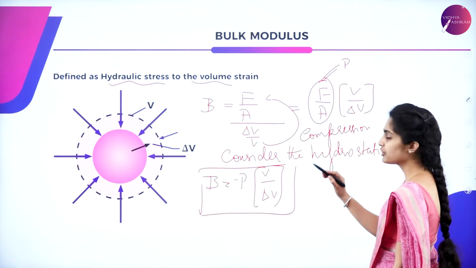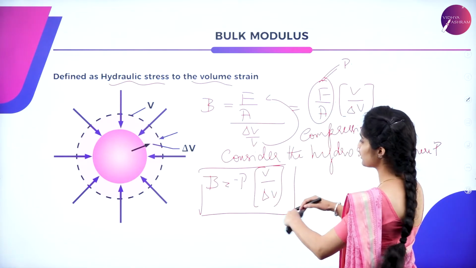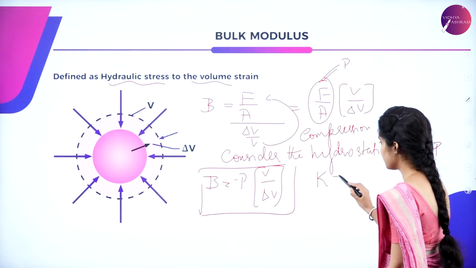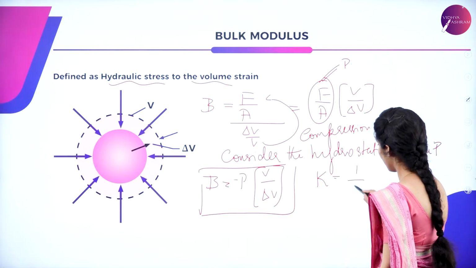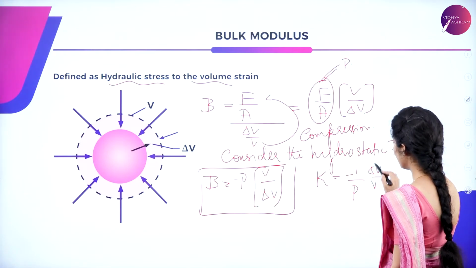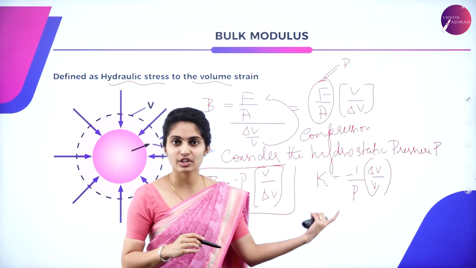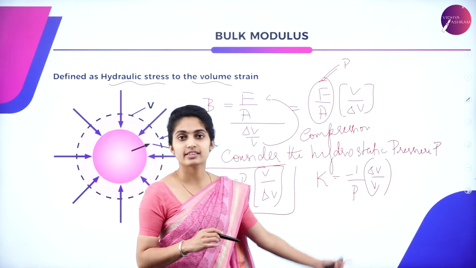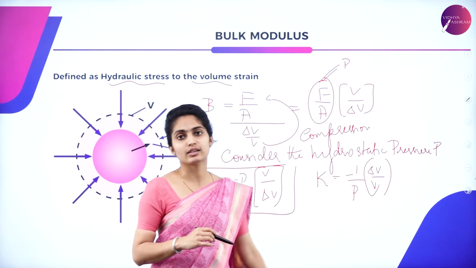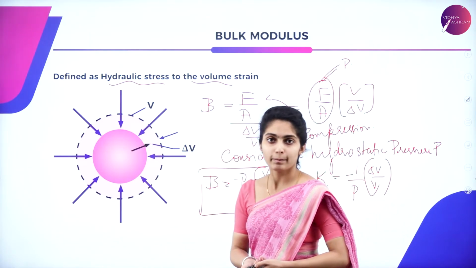So you have got a compression. What is the compressibility factor? Compressibility is the reciprocal of the bulk modulus, given by K, which is equal to minus 1 by P into delta V by V. So how can you define this compressibility factor? It is nothing but the change in volume per unit increase in pressure. The change in volume which takes place per unit increase in the pressure is said to be the compressibility factor. So this is all about your bulk modulus.